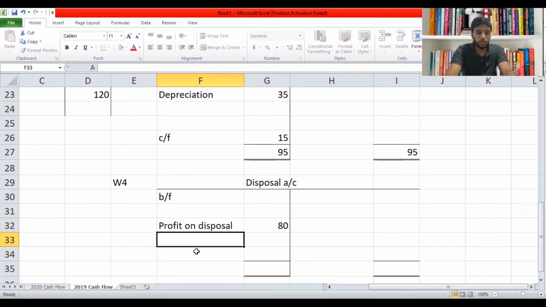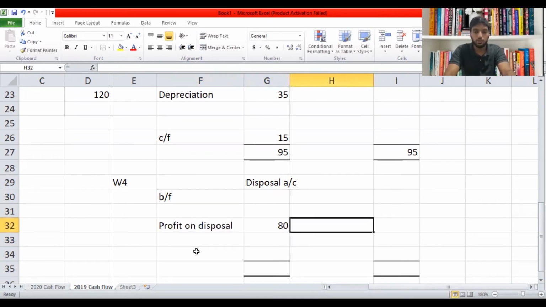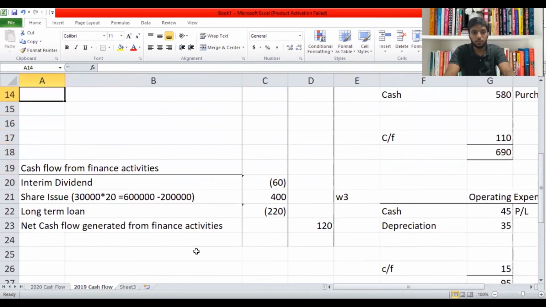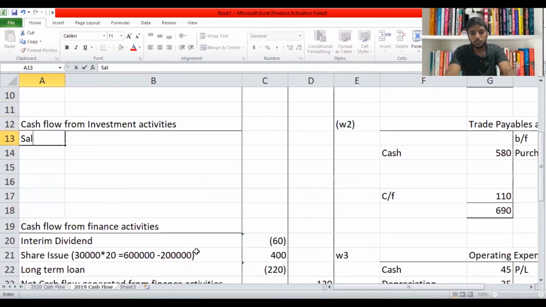Loss on disposal will not come on the disposal account credit side, because credit here means the income statement will become debit. Then we have sold it for cash 250. So I'll take the difference. What's the amount they have sold for? 250 minus 80 will give me a value of 170. So this is the amount they have sold it for. But we all know that cash is 250. I can easily take it. We have received cash sales.